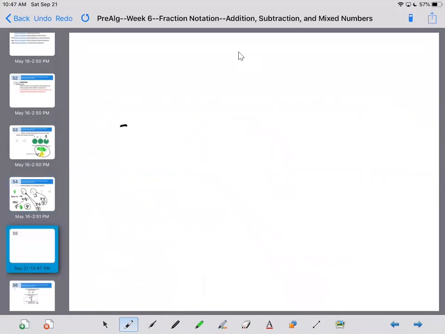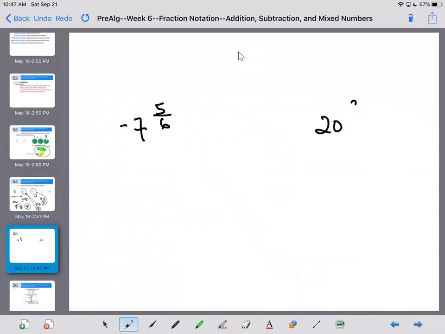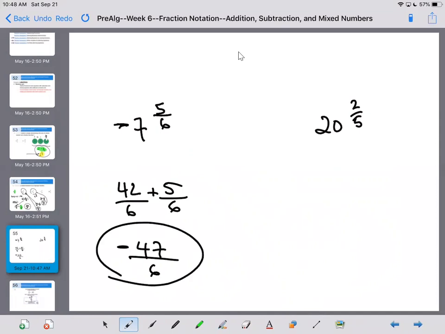-7 5/6 was another one. And then what was the last one? 20 2/5. How many sixths are in 7 wholes? Well, there's 6/6, and in 7 wholes would be 42/6 plus the 5/6 would be 47/6, and I know it's negative because it began as negative.